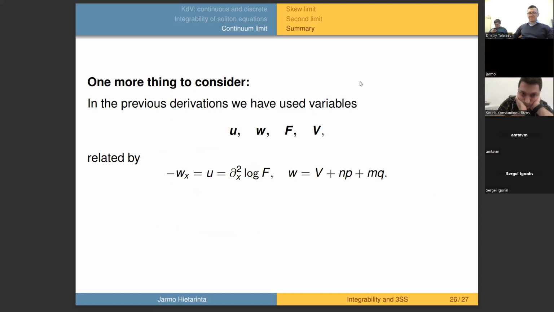Note that I used several different functions here. U was the one that gave us actual solitons. W was the one that we used for the lattice and the superposition formula for lattice equations. F was the one that we used to construct these three-soliton solutions in the Hirota formalism. And V was the one that we used to get the continuum. They are all related in reversible form to some degree.